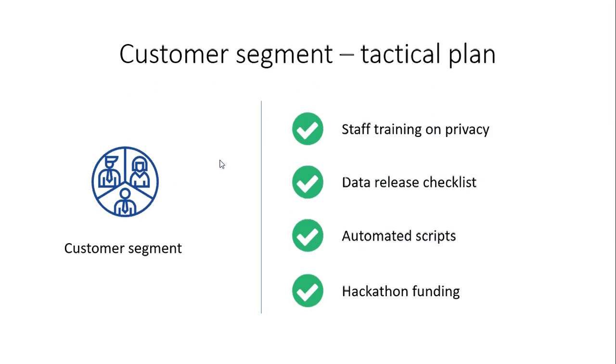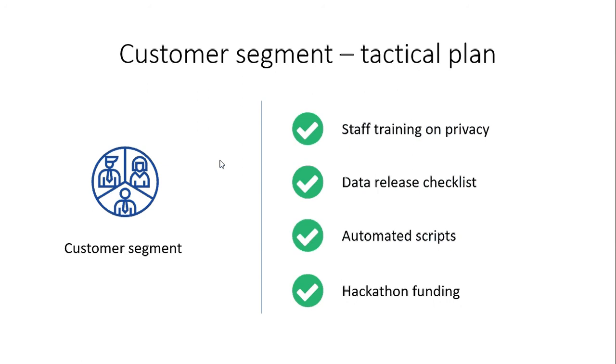In terms of some of the tactical plan for your customer segment, since your staff is going to be releasing a lot of data, make sure your employees or your open data team is trained on privacy. They need to understand what's the importance of privacy, how it actually impacts people's lives and things like that. Very, very important.